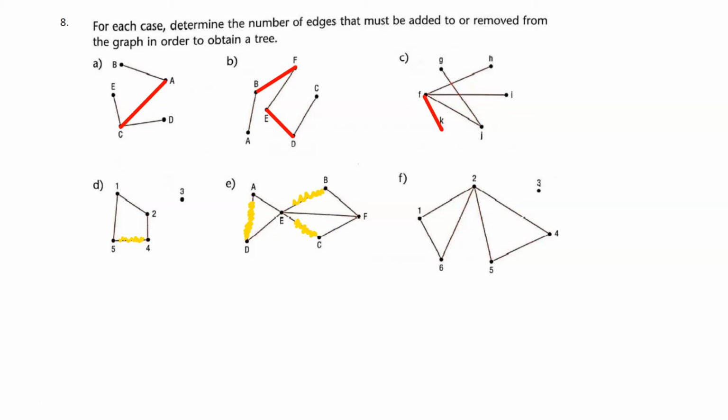Finally, in question F, we're in a similar scenario where we have two circuits going on, one here and one here. So we're going to need to take out some edges to break up both those circuits, and again, it's fairly arbitrary as to which ones you want to do. We could take out that one, and it would give us a tree.